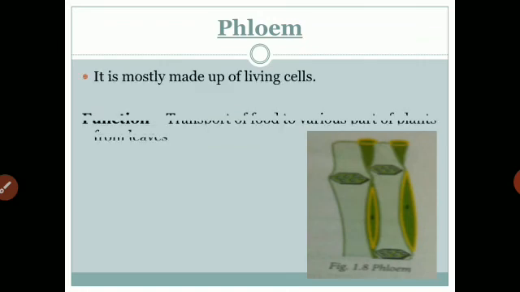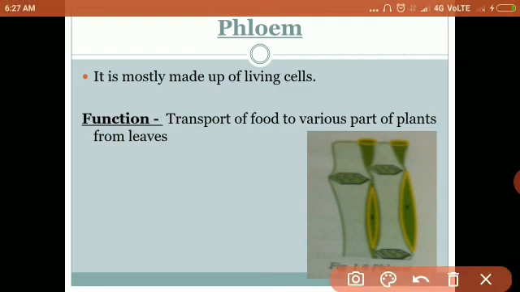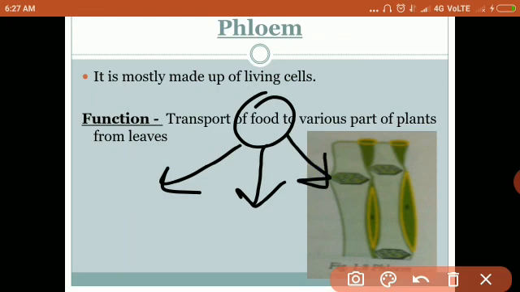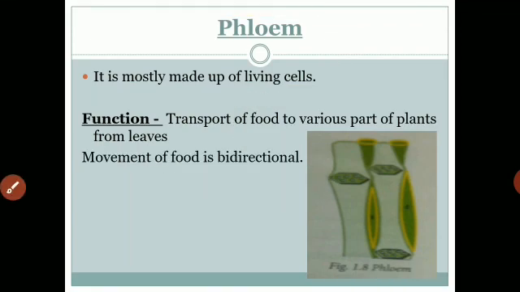Okay, then next is phloem. Phloem is mostly made up of living cells. And what is the function? It transports food from the leaves to different parts of the plant. Water is transported to the leaves by xylem, then the leaves prepare the food, and this prepared food is transported to different parts of the plant by the phloem. So when food is transported to different parts, that means the movement of food is bidirectional. So this is all about the types of tissues in plants.